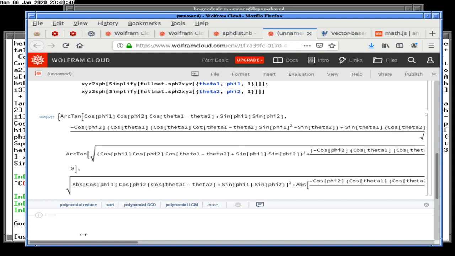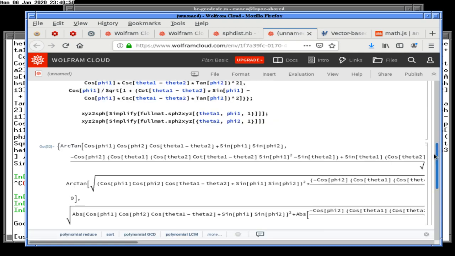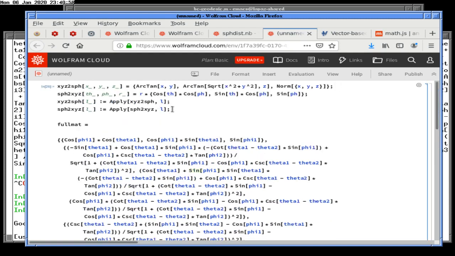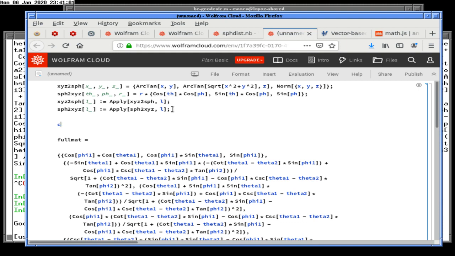Hideous. One thing we can do to help out here is we do know that all of our coordinates satisfy some conditions. Theta 1 is greater than negative pi and less than pi. Phi 1 is greater than negative pi over 2. No, wait. Phi 1 is also less than pi over 2. So we know that. And I think we're good with that.